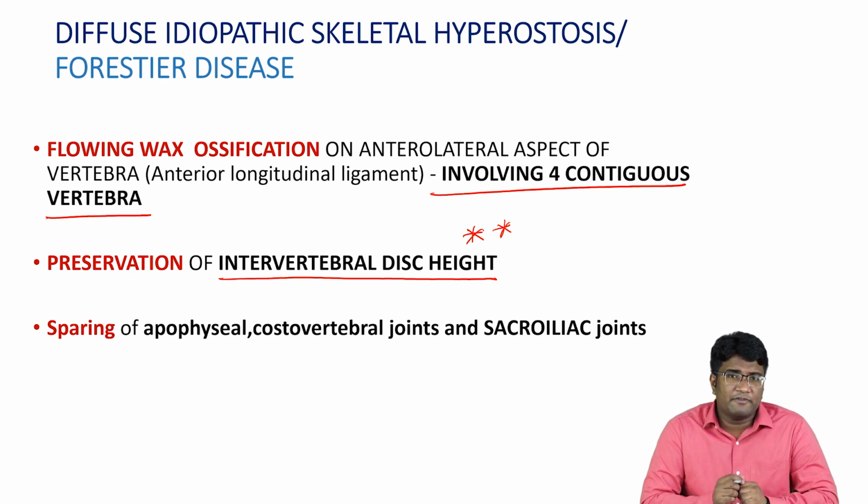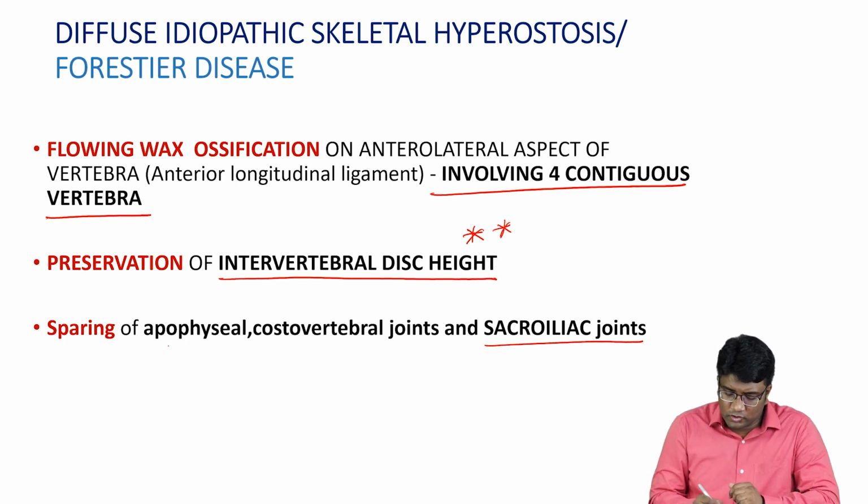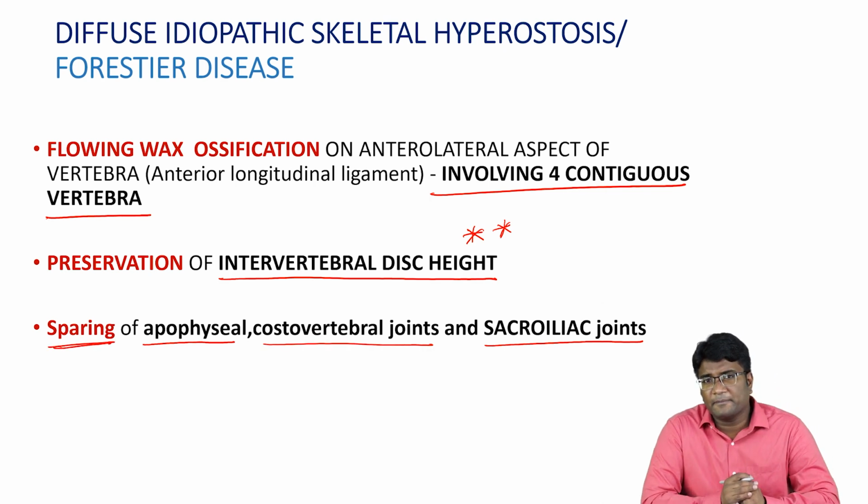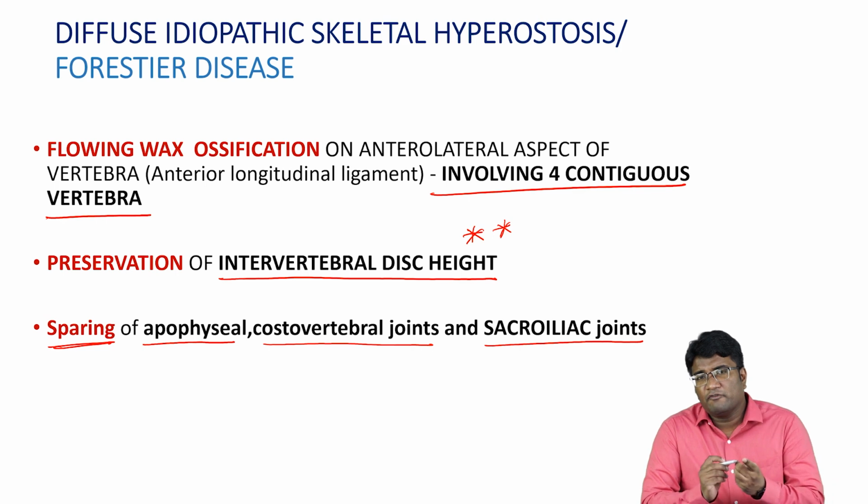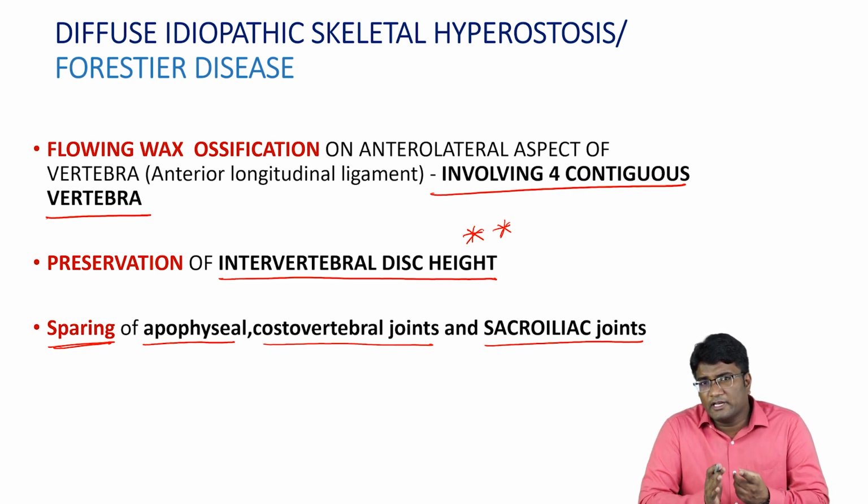Another important differentiation between ankylosing spondylitis and DISH is that in case of DISH, there is no involvement of sacroiliac joints or apophyseal joints or the costovertebral joints. There is classic sparing. So these three things together: a flowing wax ossification of the anterior longitudinal ligament involving the anterolateral aspect of at least 4 contiguous vertebra, sparing of the intervertebral disc height, and sparing of apophyseal or sacroiliac joints. This is a prerequisite for diagnosing DISH.